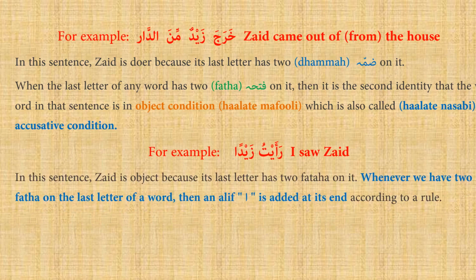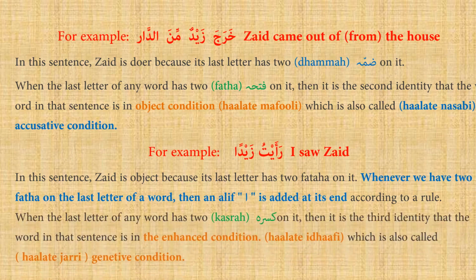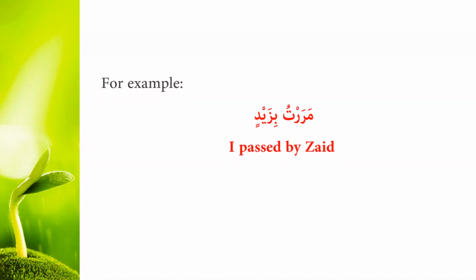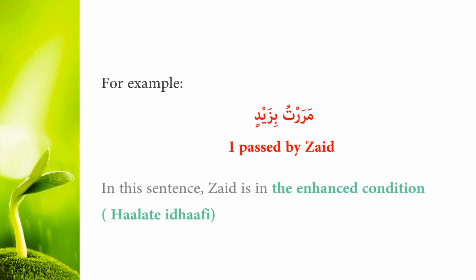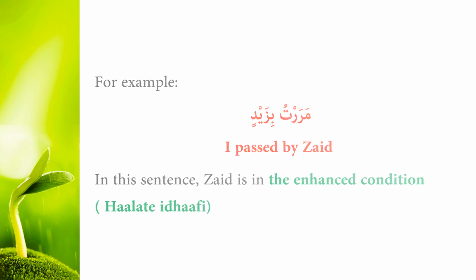When the last letter of any word has 2 kasra on it, then it is the third identity that the word in that sentence is in the enhanced condition, halat idafi, which is also called halat jarri, genitive condition. For example, marartu bi Zaidin. I passed by Zaid. In this sentence, Zaid is in the enhanced condition, halat idafi.